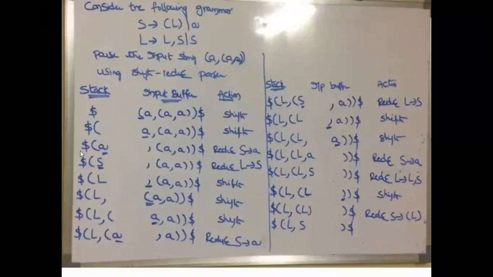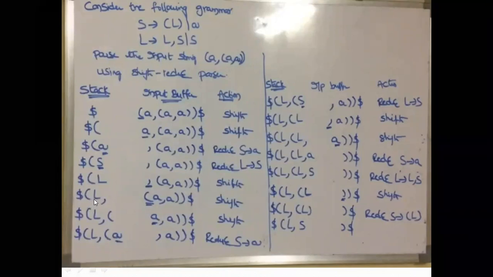So what action are we performing? We are performing the shift action. Shift means we have to push the next input symbol into the stack. Comma is the next input symbol, and that input symbol is pushed into the stack. So the action is shift action.